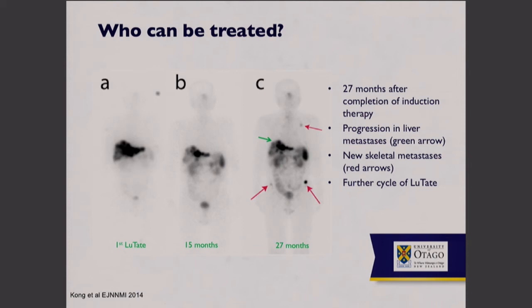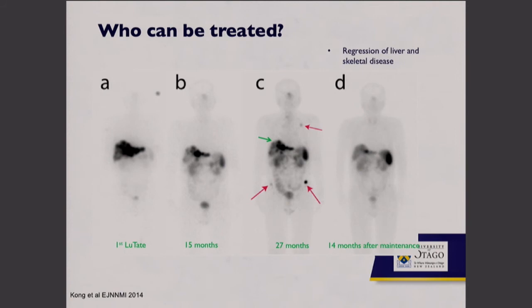27 months after completion of the induction therapy, they have a restaging scan, and they're found to have progression in their liver metastases, some new skeletal metastases, and so they give them 1 more treatment of lutate, just 1 dose. And 14 months after that maintenance treatment, they've had further regression of their liver disease and control of their skeletal metastases.